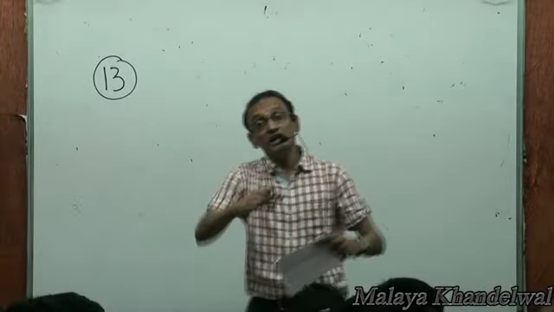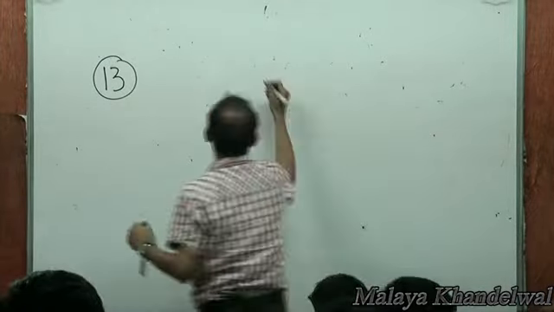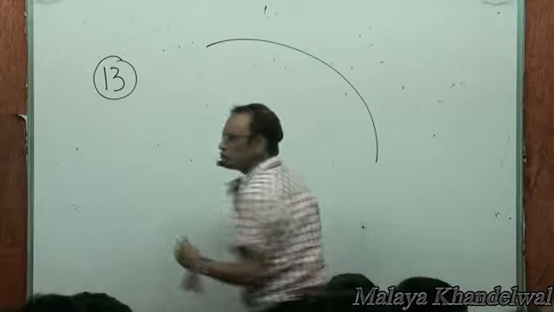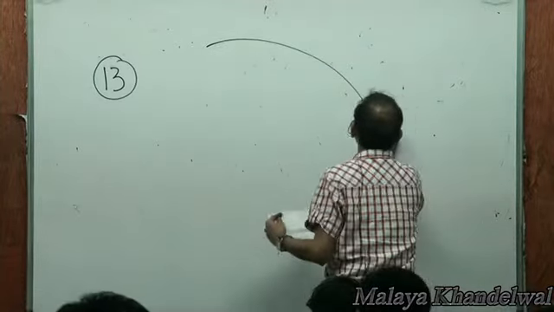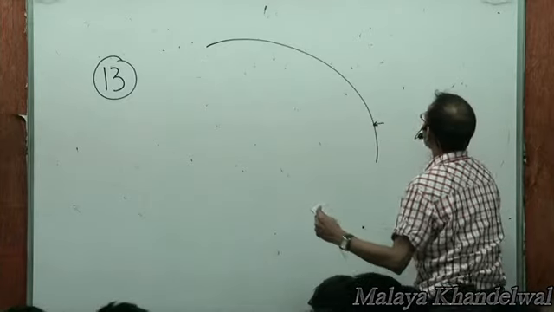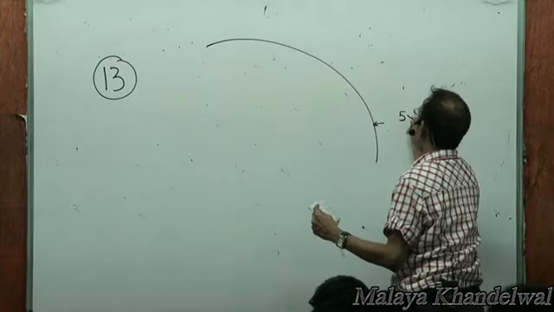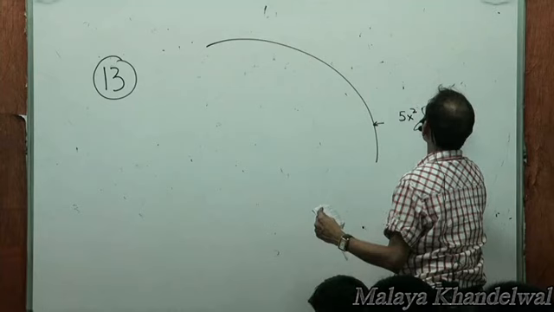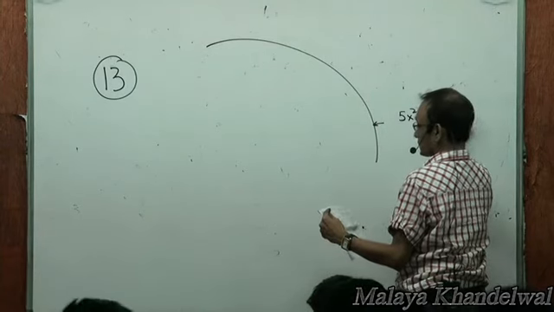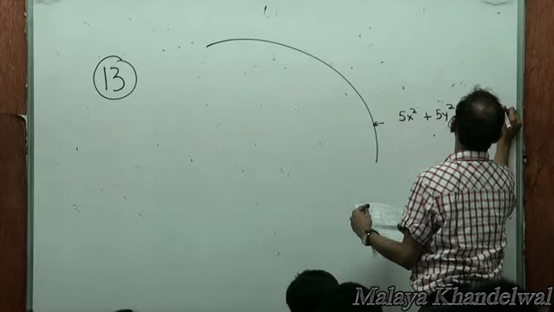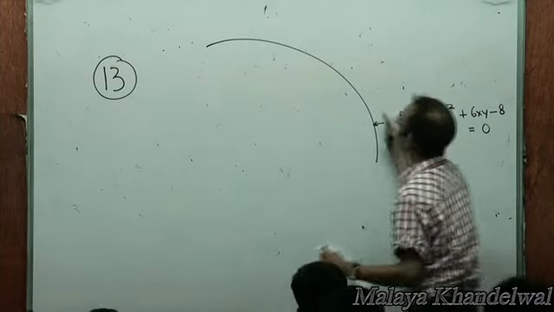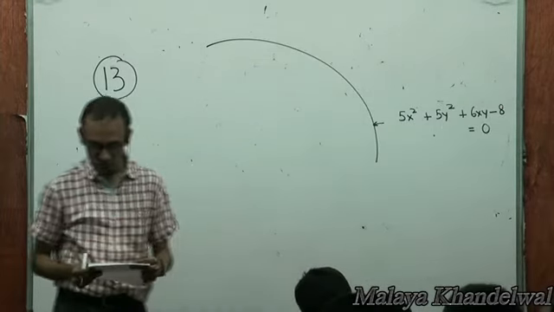Now there is some curve given, and you don't even have to know what curve it is, what it means. That means all points xy on this curve satisfy this equation: 5x squared plus 5y squared plus 6xy minus 8 equal to 0. All xy's on this curve satisfy this equation, right?